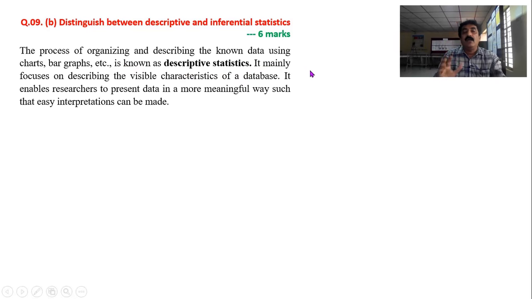Like in your section, how many students are there? 70 students are there. How many of them got first class? How many second class? How many distinction? How many failed? All these things you arrange and represent either by bar chart or pie chart or just numbers. That means it is only descriptive. You are describing the result statistics, that is called descriptive. And this enables researchers or observers to present the data in a more meaningful way so that we can easily make out, it will create some impression.